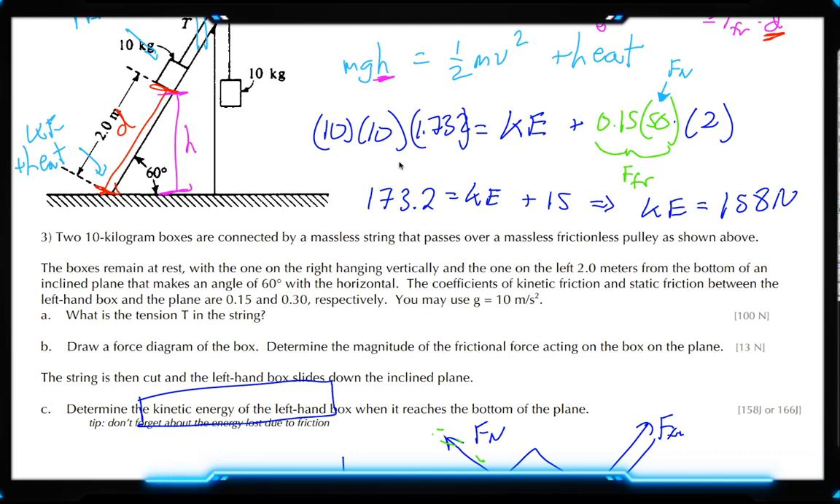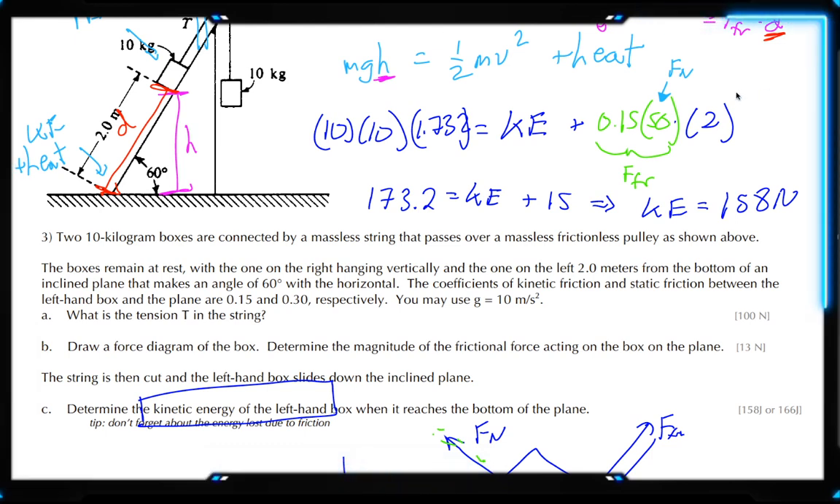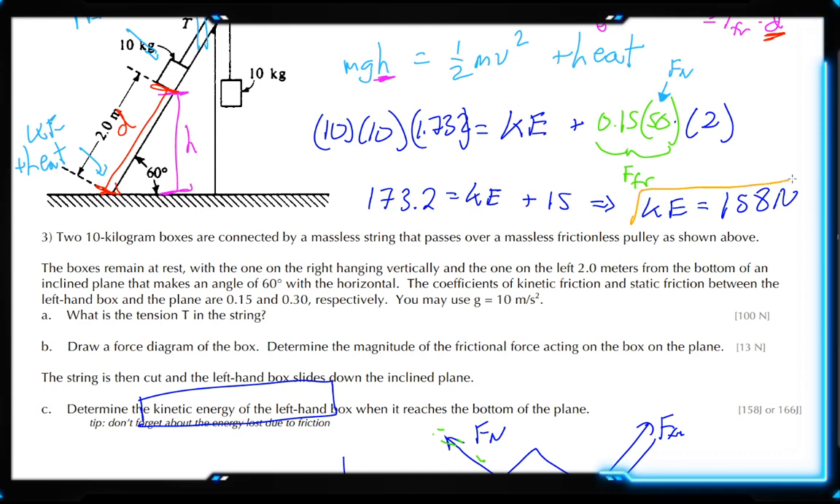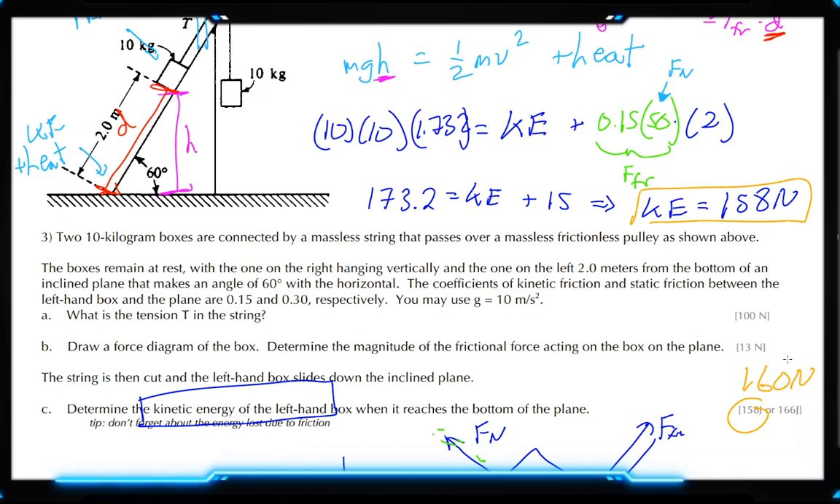So if we do the math here, we eventually end up with kinetic energy being equal to 158 joules. Then this is, I guess, 2 sig figs probably. So officially, it should be 160 joules to 2 sig figs. Okay, that's it.